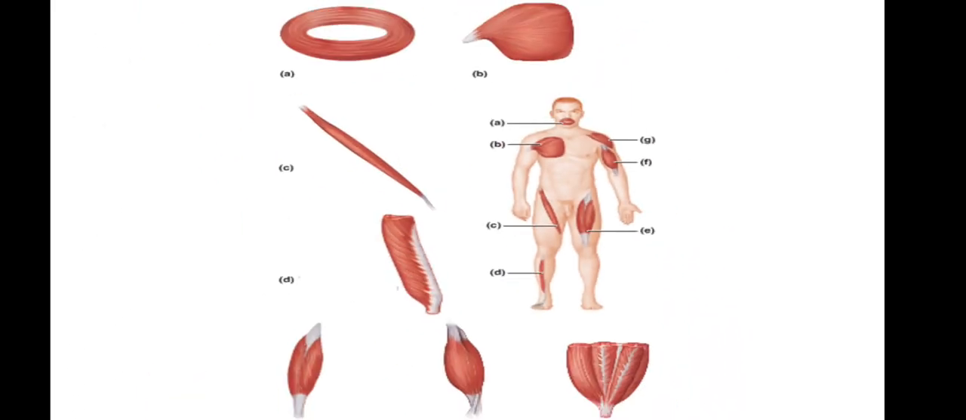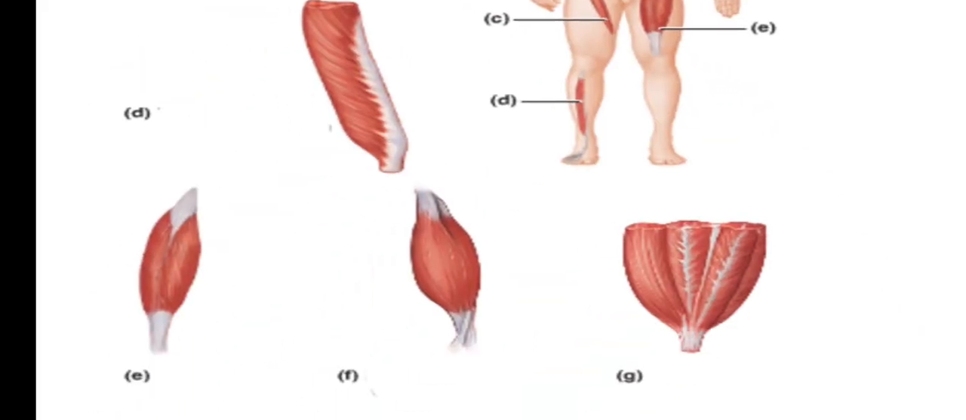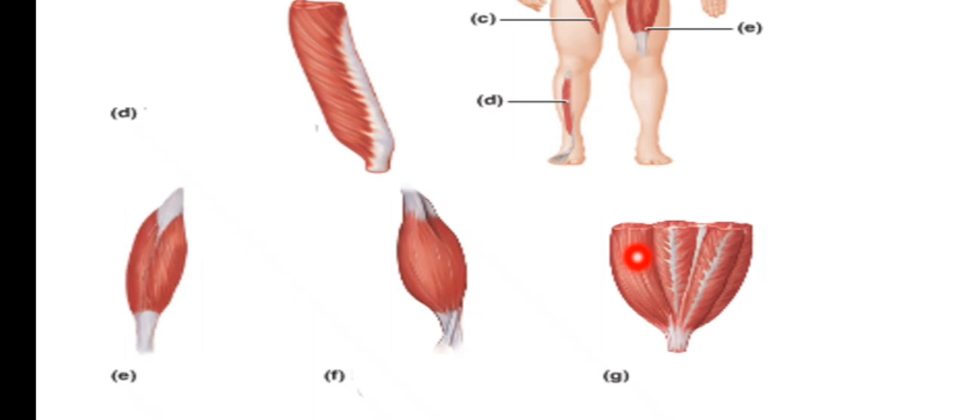Alright? And then what do we have there on G? That's the deltoid muscle, right? An example of a multipennate muscle, which is here. This is a multipennate muscle.